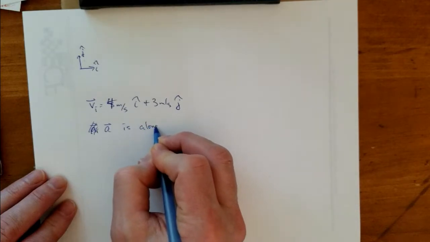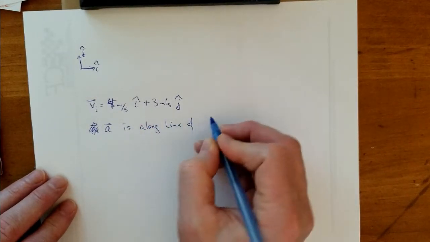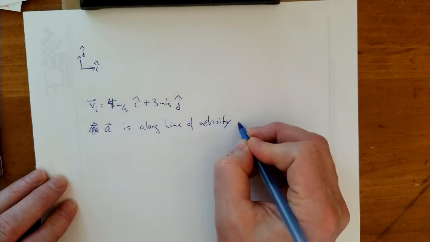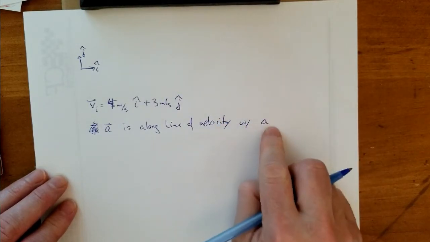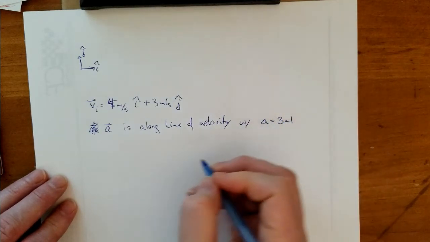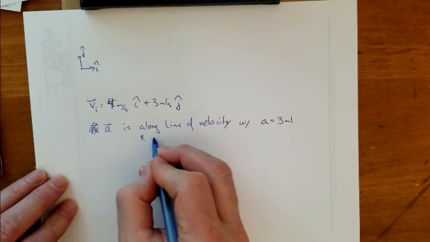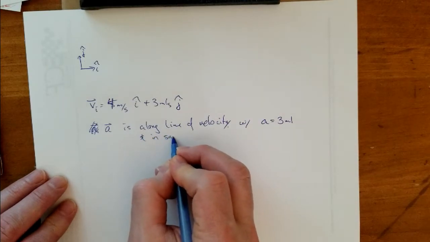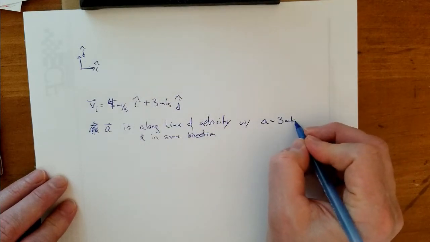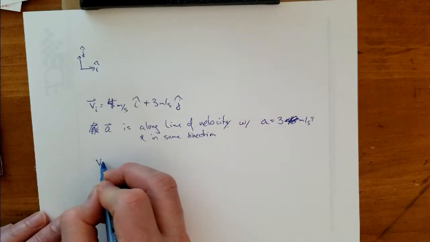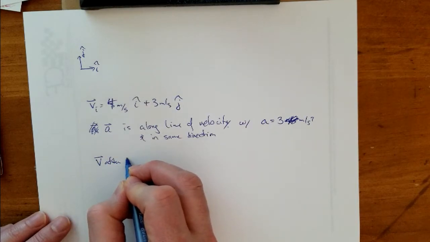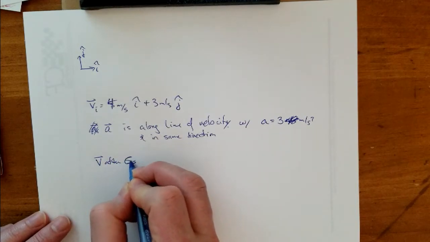along the line of velocity, with acceleration, no vector symbol, equal to 3 meters per second squared, along the line of velocity and in the same direction. What is the velocity after, let's just say 5 seconds? I'll make it 6 seconds.